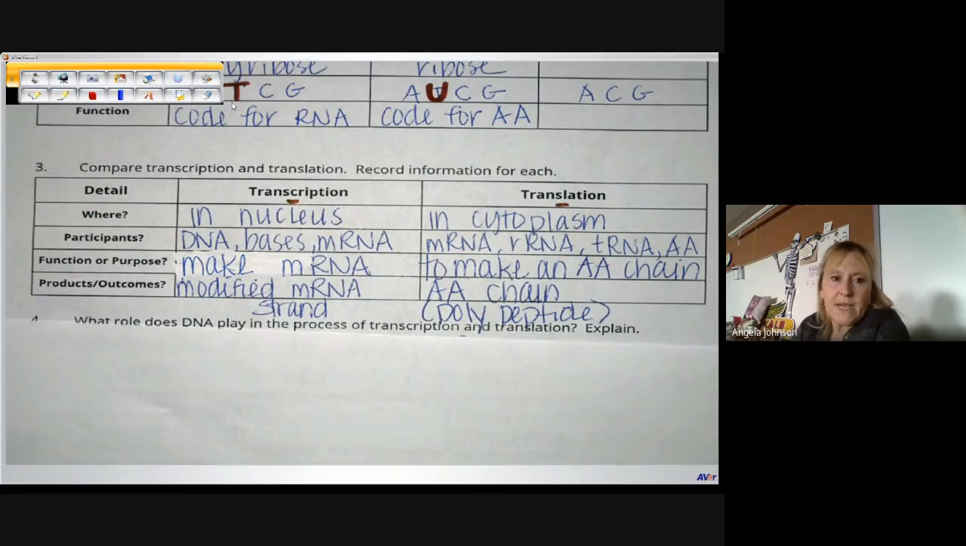The function of this is to actually make an amino acid chain, which is going to be the polymer. It's going to take monomers to make a polymer to make a protein. So the amino acids are like train cars, and we're connecting all these train cars. The product of this will be an amino acid chain. It is a polypeptide. That's a protein.